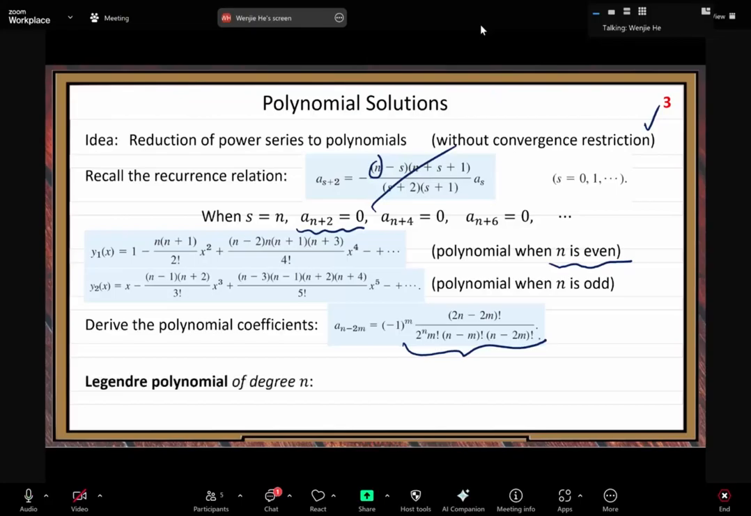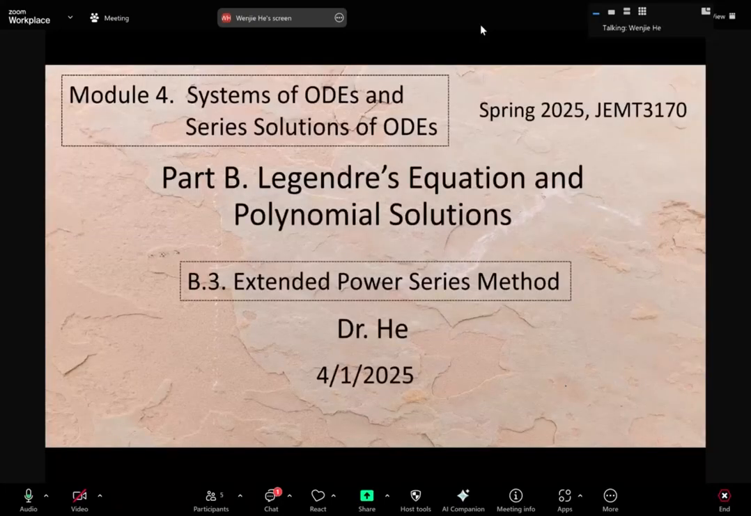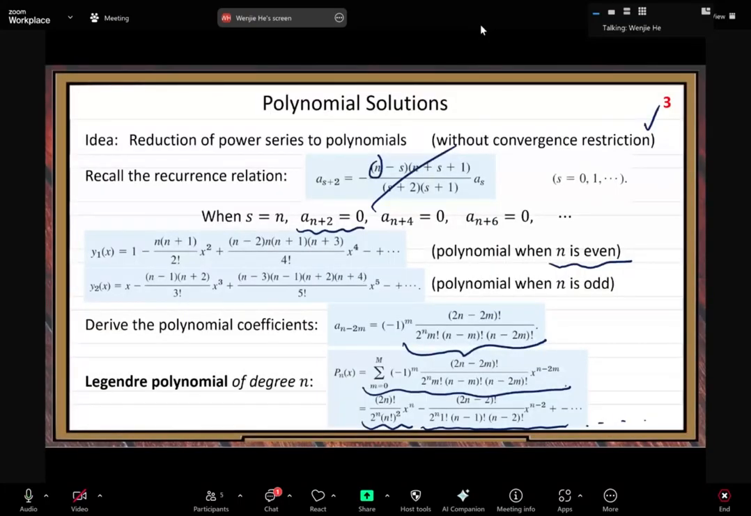So, the Legendre polynomial of degree n. That is the definition of the Legendre polynomial of degree n. You start from the highest degree term and go to lower ones. So this is the general representation, and the rest are just special cases.